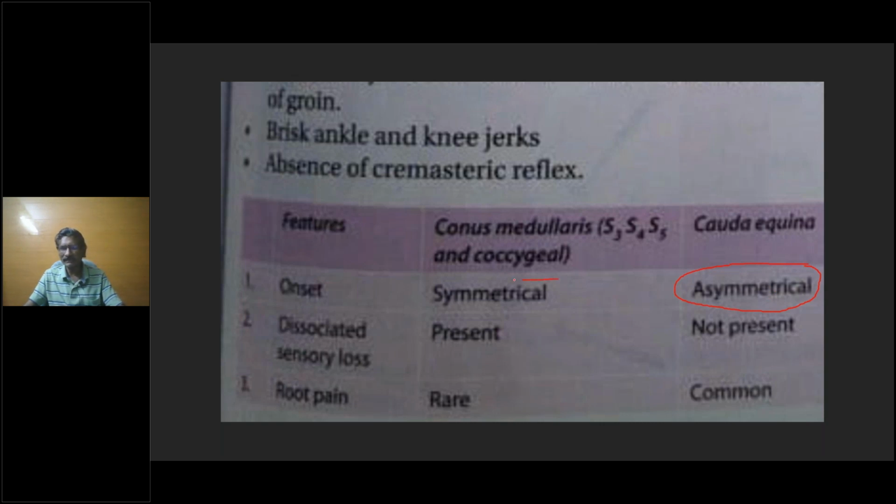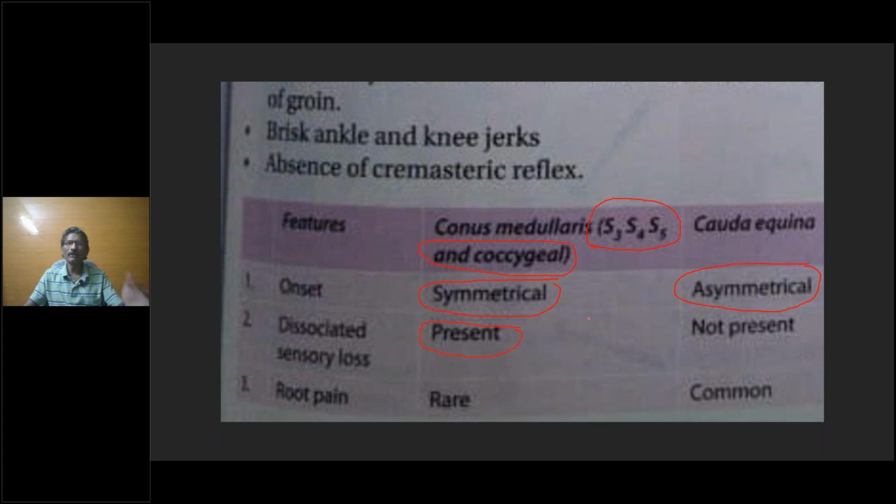Conus is a central lesion, I told you. So it is symmetrical. As I told you, it is the lower part of the sacral segment, and the coccygeal is also affected. So that is why it is symmetrical. Okay. Now, in a conus lesion, often, if it originates in the center, dissociated sensory loss is present. Again, it's not a rule.